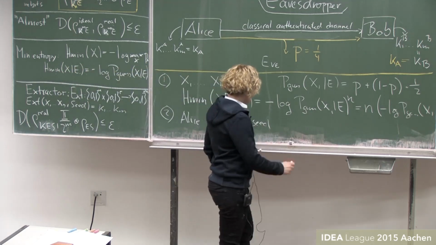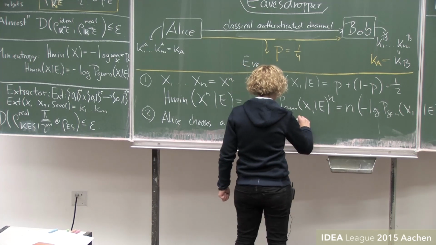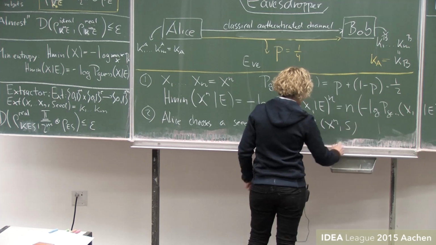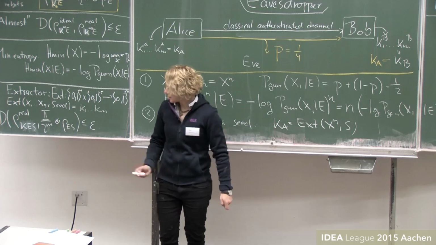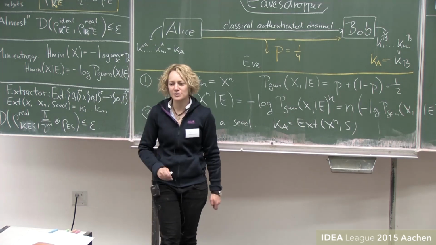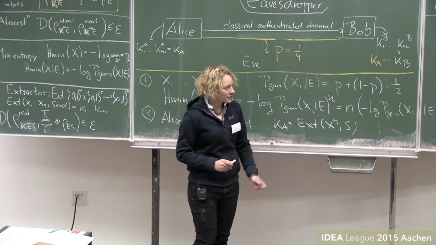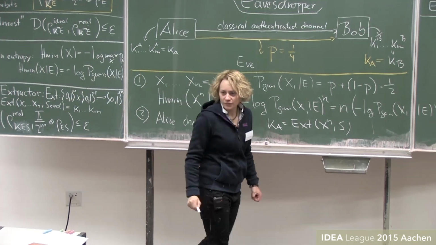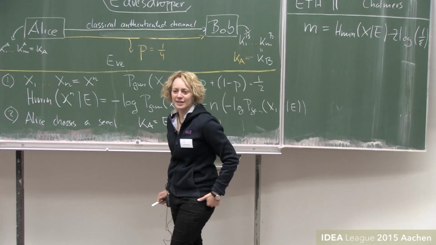So Alice chooses the seed, and what she's going to do is she's going to take the string x and extract. Okay? So that gives us a much shorter key. And as we said yesterday, if this is an extractor, then I can be sure that if the min entropy is reasonably large, then the output of this will be close to uniform and uncorrelated from Eve. And this is the case as long as we don't want to get more bits out than the amount of min entropy that we started with.